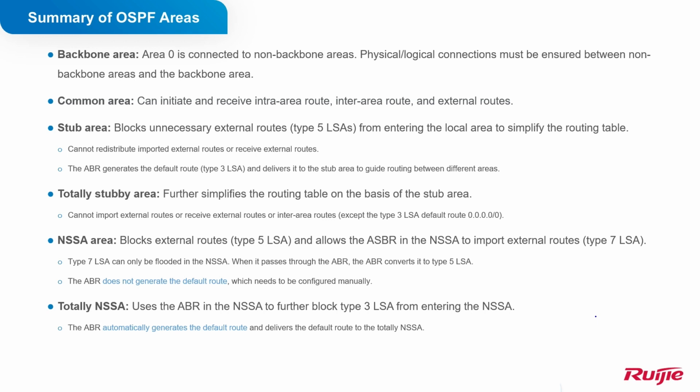And for the stub area, actually, it can block the unnecessary external routes. So we can't receive type 4 and type 5 LSA information from other areas.